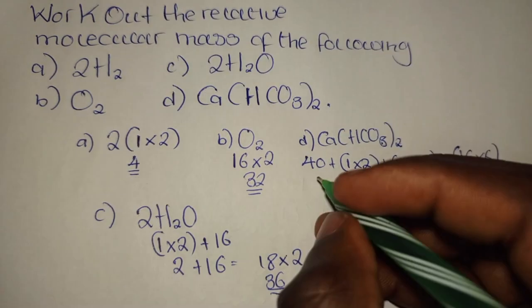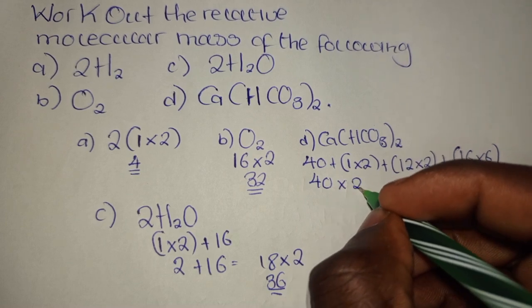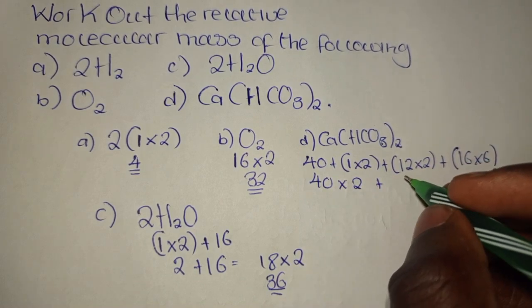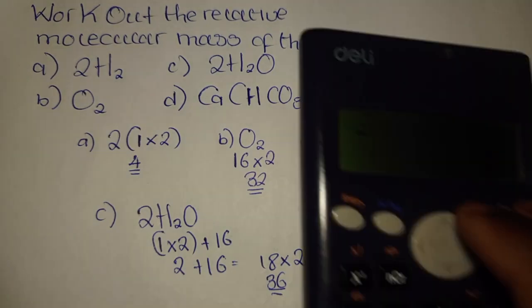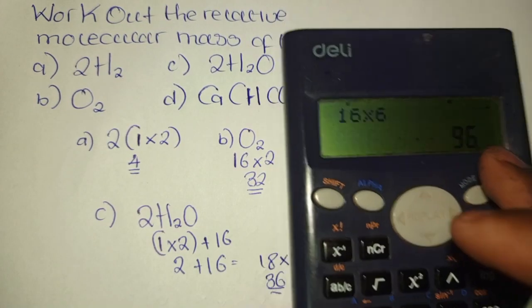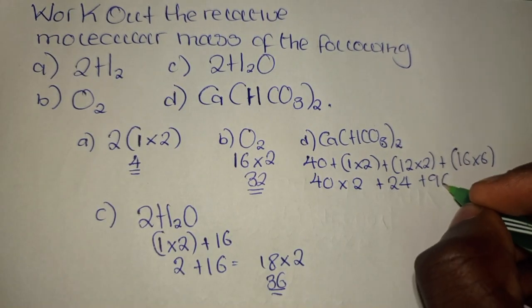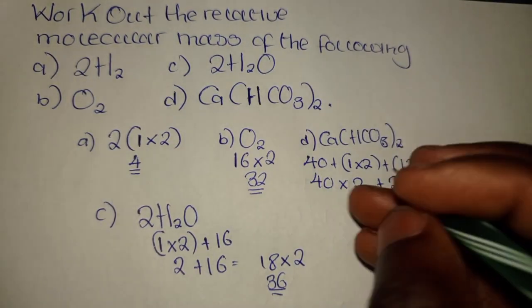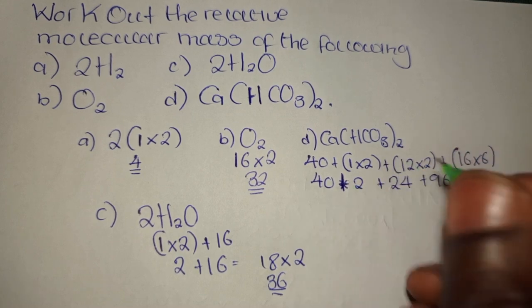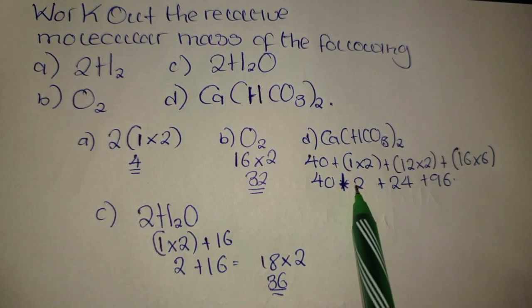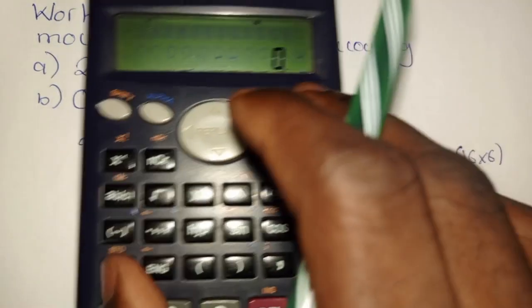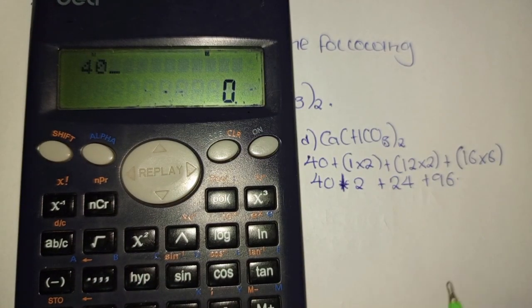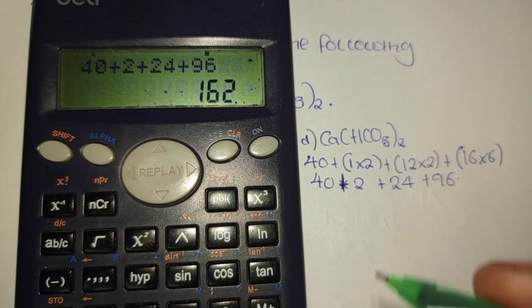So from here we know for sure that 1 times 2 is basically 2, plus 2 times 12 is basically 24. Lastly, we have 16 by 6, which is basically 96, and we add the rest. Sorry, here we made a mistake, it will be plus, so I can just counter check. 1 times 2 is basically 2, 2 times 12 is 24, 16 times 6 is 96. So we add together 40 plus 2 plus 24 plus 96, you get the relative molecular mass to be 162.